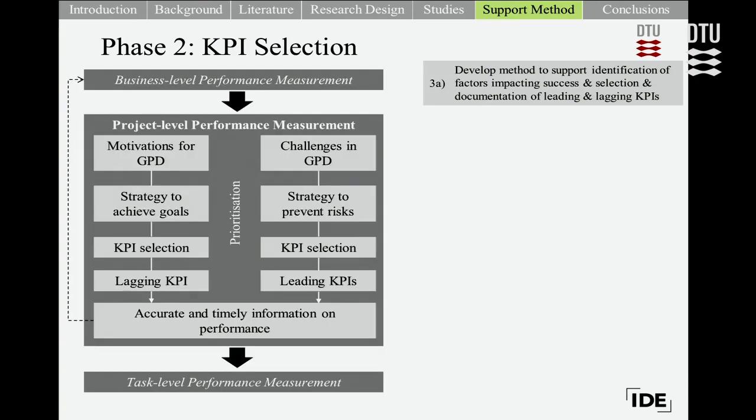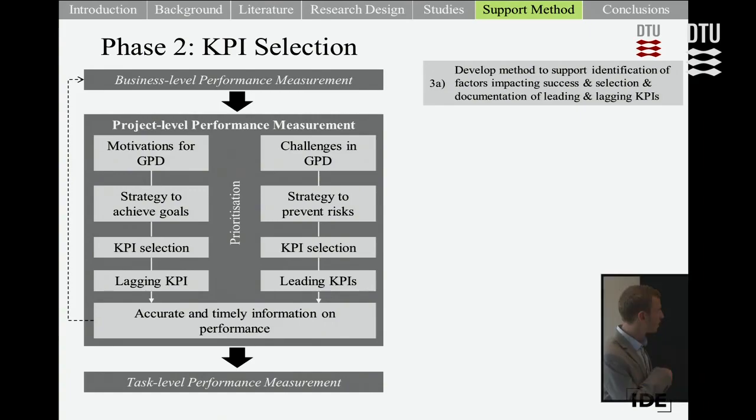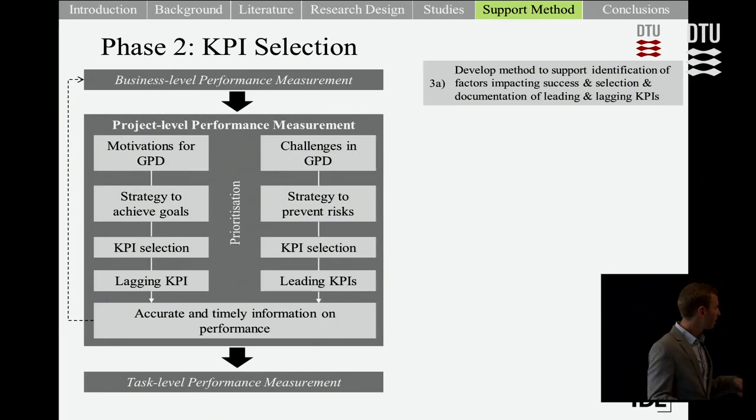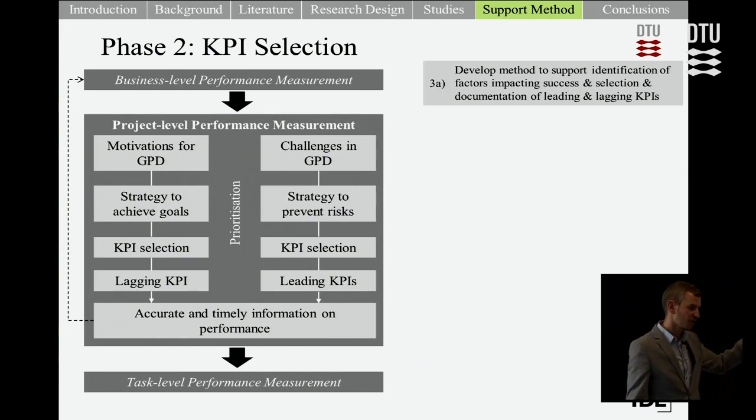So here at phase 2, the KPI selection process, this is the fundamental thinking behind supporting the selection of KPIs. So we identify 3 levels. There's the business level, project level, and task level. And here we focus on the project level performance measurement. And first, we see that it's important to identify the key challenges and motivations in GPD, and then to investigate how the key challenges actually influence the success towards achieving these motivations in GPD.